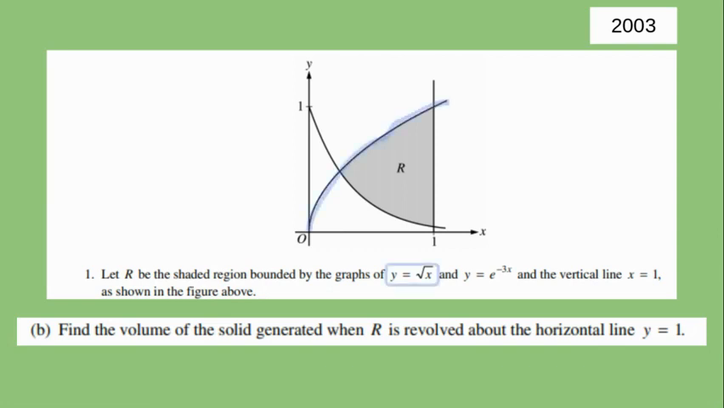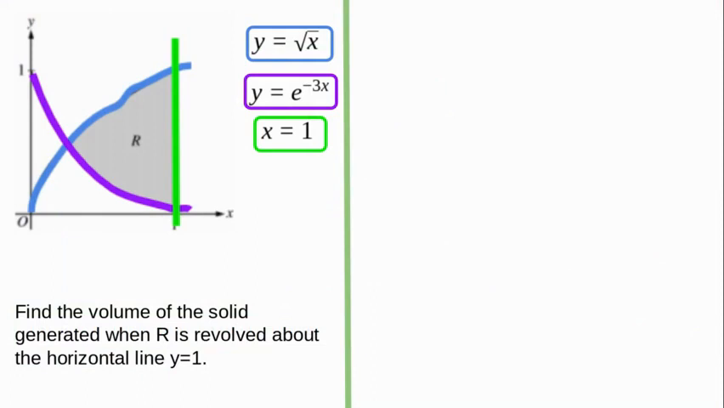To start, we know that y equals the square root of x is the top line, y equals e to the negative 3x is the bottom line, and x equals 1 is the vertical line on the right. If you look more closely, they're asking us to revolve R around the horizontal line y equals 1, so we're going to draw in the line y equals 1. Now, we know that the rightmost bound of the region R is the line x equals 1, but we haven't found the left bound yet. So to find the left bound, we're going to need the intersection between y equals the square root of x and y equals e to the negative 3x.